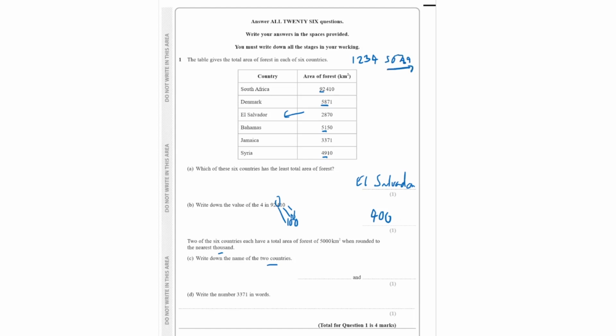When rounding up or down, we simply follow 1, 2, 3, 4, 5, 6, 7, 8, 9. 5 to 9 we round up, 1 to 4 we round down. So here Denmark, the digit after the thousands is 8. And since 8 is between 5 and 9, we round up. So our answer here is 6,000. So this is wrong. Here we have 51,000. 1 is between 1 and 4, so we round down. This is 5,000, so this is correct. 49,000. Since 9 is between 5 and 9, we round up. And this is also 5,000, so this is our other answer.